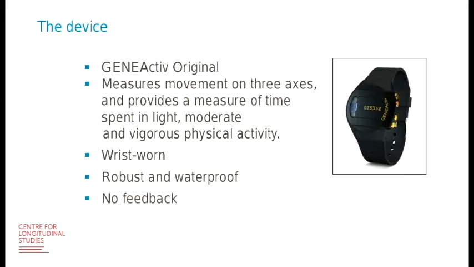It measures movement on 3 axes and provides a measure of time spent in light, moderate, and vigorous physical activity. It's a wrist-worn device, so it's worn on the non-dominant hand. It's robust and it's waterproof, and it doesn't provide feedback to respondents. So they can't see how much activity they did during the day. It's just a blank screen that they see, which is important because then they're not adjusting their activity to try to do more or less, depending on what the feedback is.